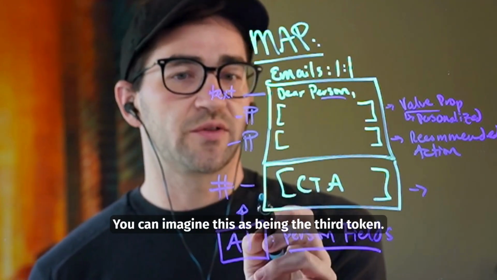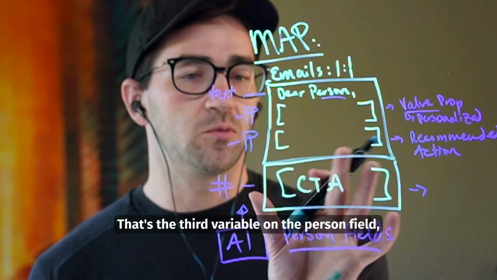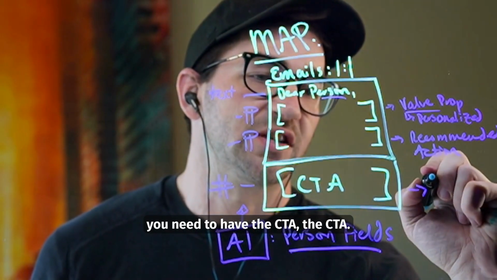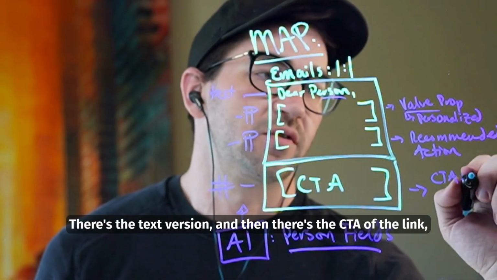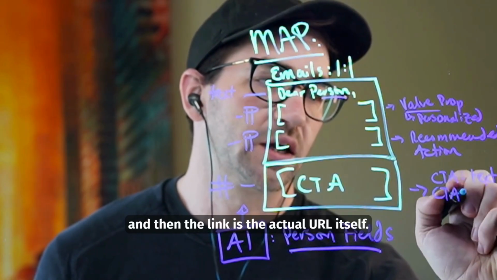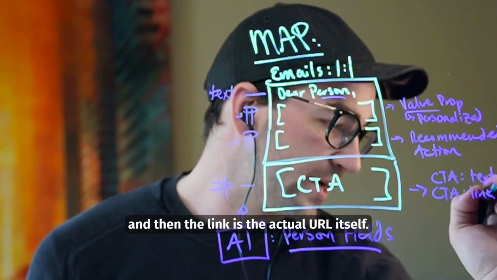You can imagine this as being the third token. That's the third variable on the person field. And then what you need to do is have the CTA. There's the text version of the CTA, and then there's the CTA of the link, and the link is the actual URL itself.